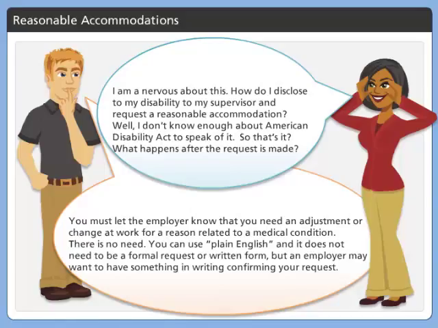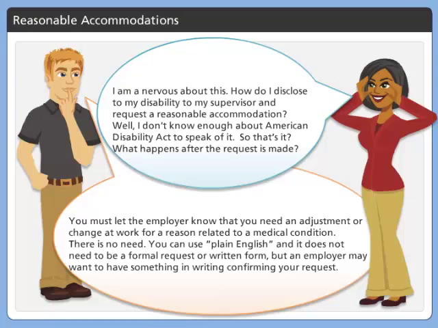You must let the employer know that you need an adjustment or a change at work for a reason related to a medical condition. Well, I don't know enough about the Americans with Disabilities Act to speak of it. There is no need. You can use plain English, and it does not need to be a formal request or written form, but an employer may want to have something in writing confirming your request.